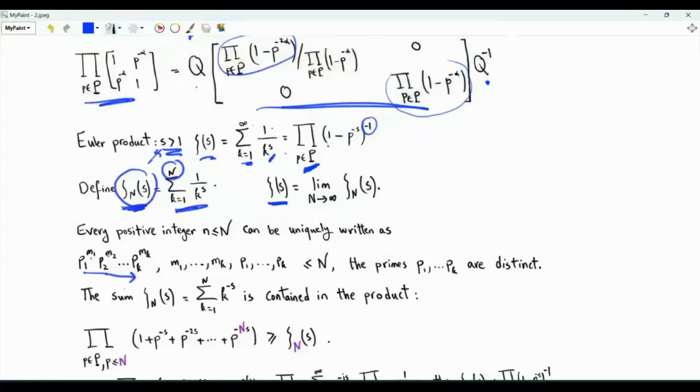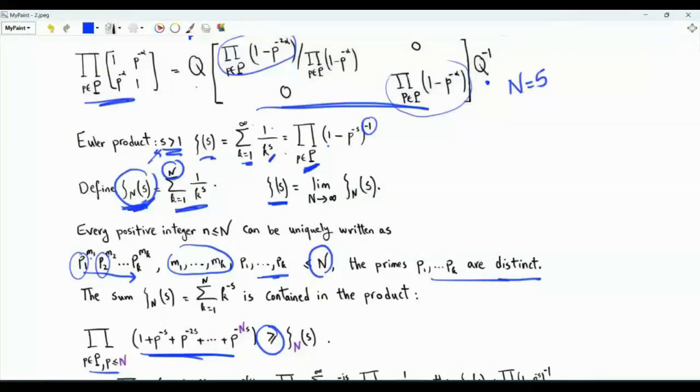We can think of the primes arranged in ascending order. Those primes are distinct. The m's are the powers of the primes. Suppose that the primes that we use and the powers are less than or equal to N. The claim is that this product here, in which every prime is less than or equal to big N, and then we have this bracket 1 plus p to the minus s plus p to the minus 2s all the way to p to the minus Ns, this product of sums is greater than or equal to zeta N of s. This product of sums will give us each term in zeta N of s and also extra terms. Hence the inequality in this direction.